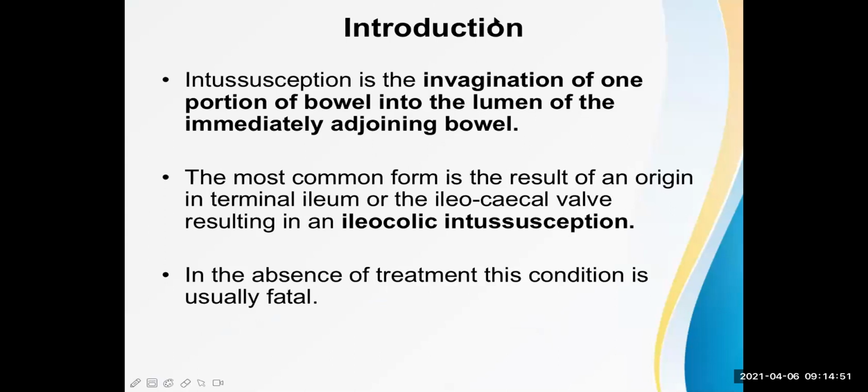The meaning of intussusception is the invagination of one portion of the bowel into the lumen of the immediately adjoining bowel. Or you can also call it invagination of the proximal segment of the bowel into the distal one, or telescoping of a proximal segment of the bowel into the distal one. Whatever way you answer, it is up to you, but the meaning should be there.